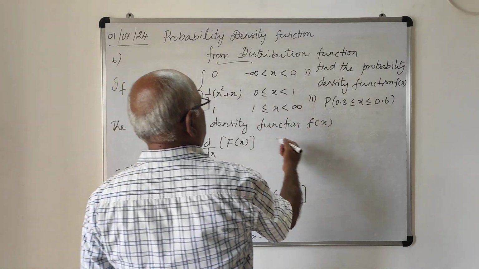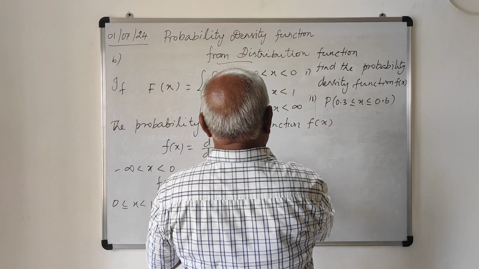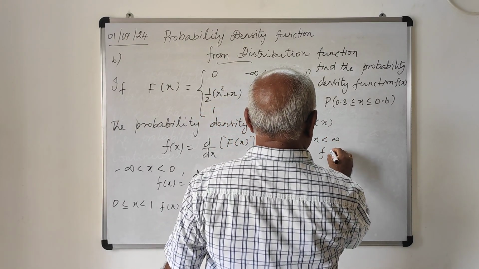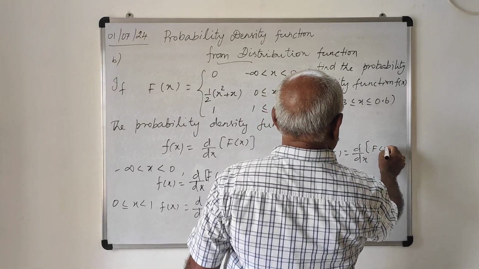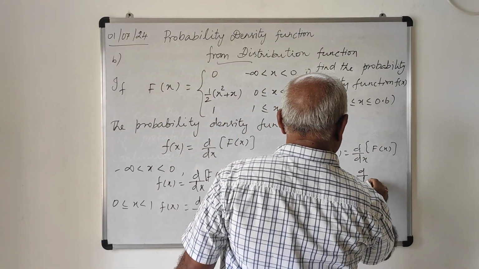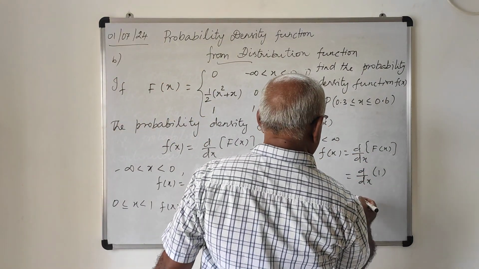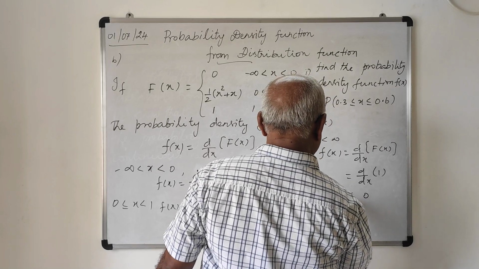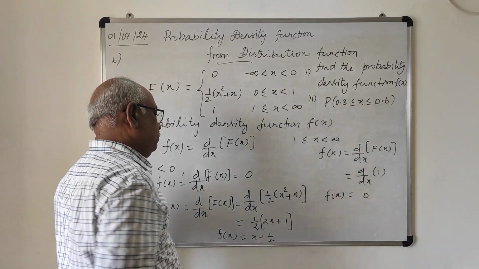Similarly, the third case: the third interval 1 less than or equal to x less than infinity. In the remaining part, f of x is d by dx of F of x. Here also, F of x is 1 as given in this interval. So the derivative of a constant with respect to x is 0. Therefore, f of x is 0 in the interval 1 to infinity.